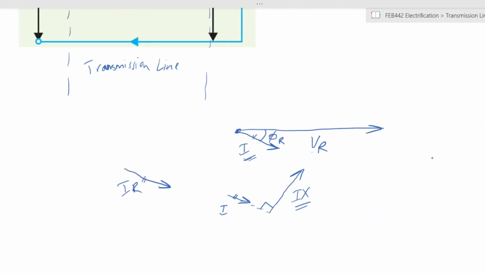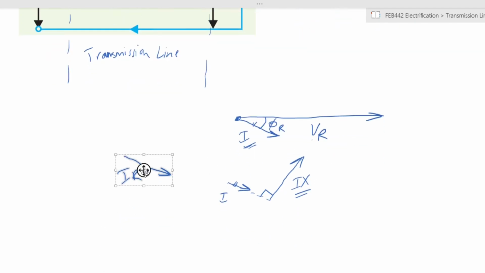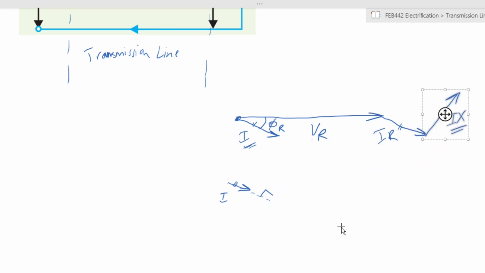And we've already drawn all the vectors here. Those are the ones that we have indicated here. We said that the voltage drop due to the resistance is parallel to the current that we have here. They're in the same phase angle. So we add it to what we already have. Likewise, IX is added to that, right? That is vector addition.